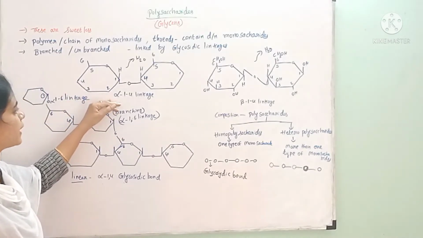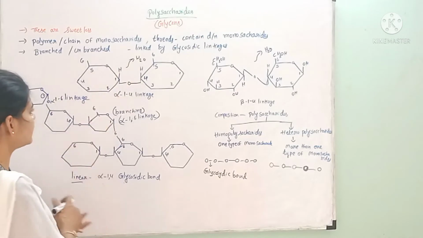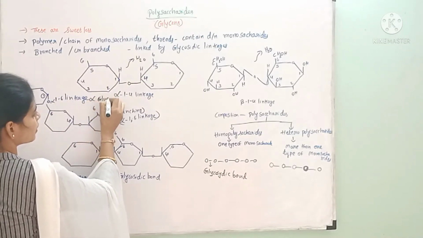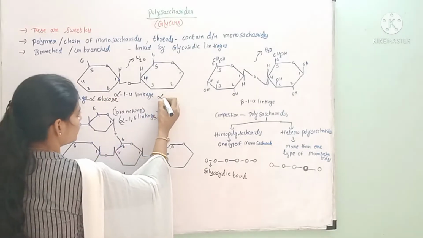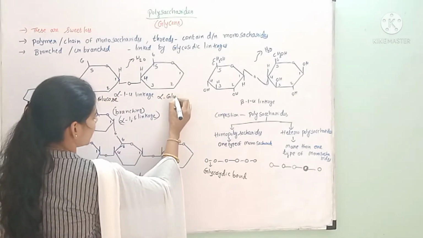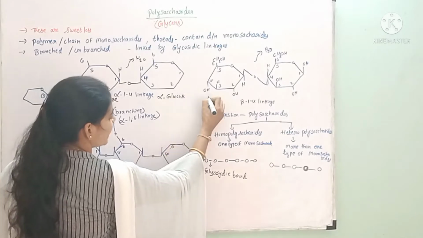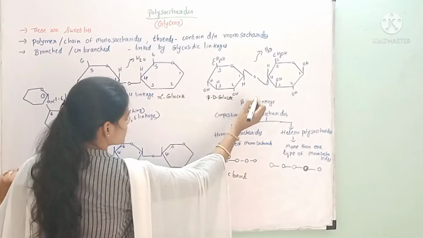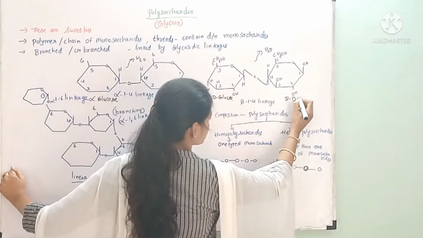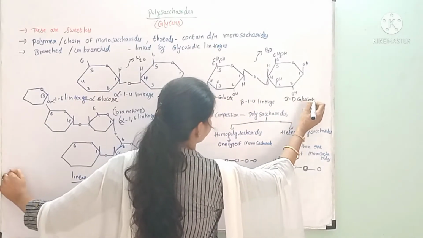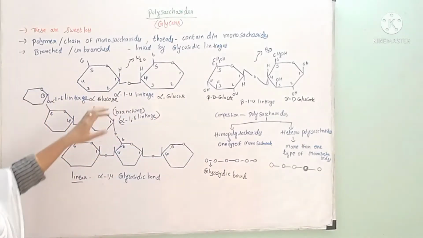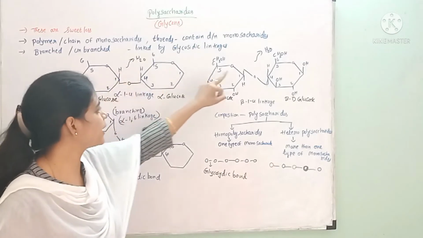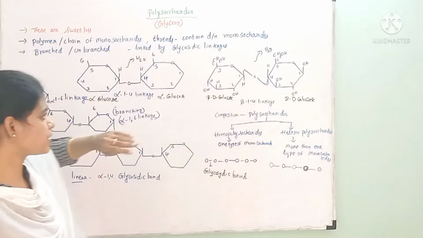In the alpha 1,4 linkage, these are alpha D glucose, and this is also alpha D glucose. This is beta D glucose, and this is also beta D glucose. Here, the difference between these two is in the first carbon, where the configuration of hydrogen and hydroxyl changes.